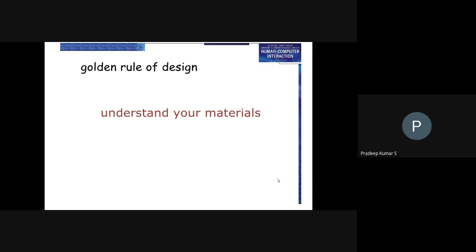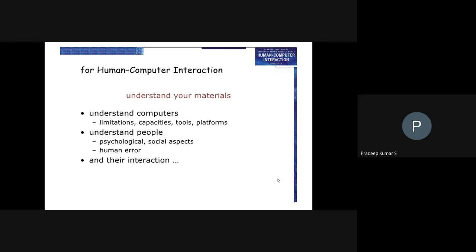There are some golden rules of design. The first is understand your materials. That is, understand my presentation. Okay, so for human computer interaction, what is understand your materials? Understand the computer, understand people, and understand the interaction.